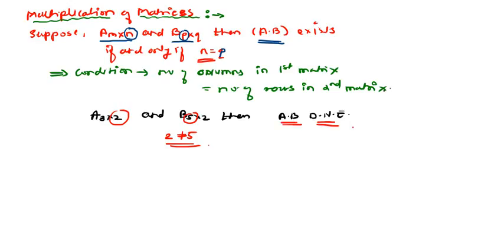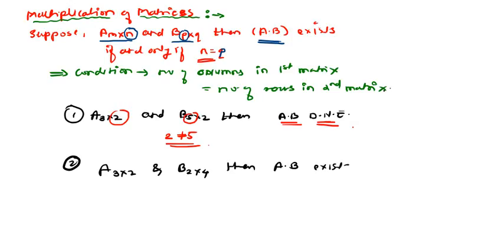Second example, suppose I take the matrix A which is of order 3 by 2 and the matrix B which is of order 2 by 4. Then the multiplication A into B exists because the number of columns in the first matrix is equal to the number of rows in the second matrix, so the multiplication of A and B, that is A into B, will exist.